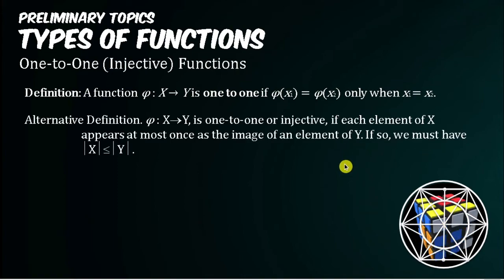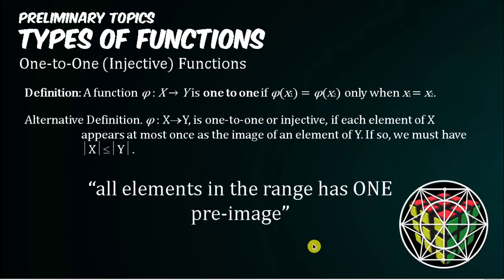Ano bang bawal dito? All elements in the range. So with that definition, how do we interpret it for easier understanding? Tinitignan na natin ngayon ang codomain or specifically the range. So if there is an element in the range that has more than one pre-image, then the function is not considered a one-to-one. It's just a function but it's not one-to-one.